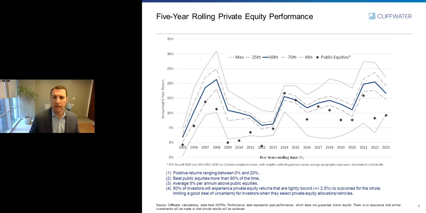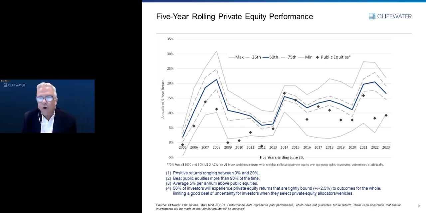Hey, Steve, sorry to interrupt you there, but I know we usually leave questions till the end, but one came up wondering about net of fee private equity returns, and it might be worth just elaborating a bit on what exactly is being measured here in terms of the private equity return stream.